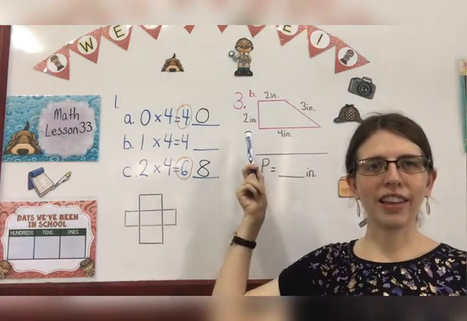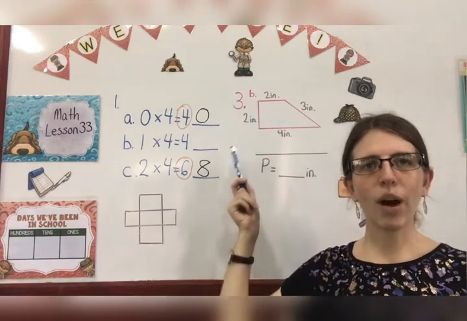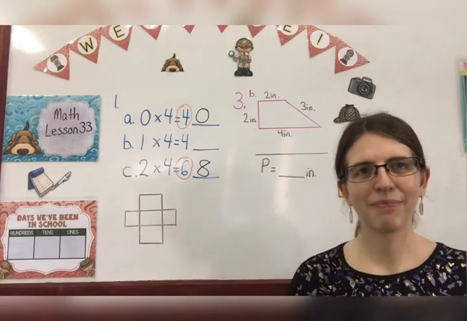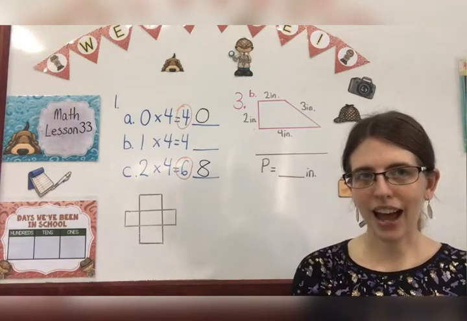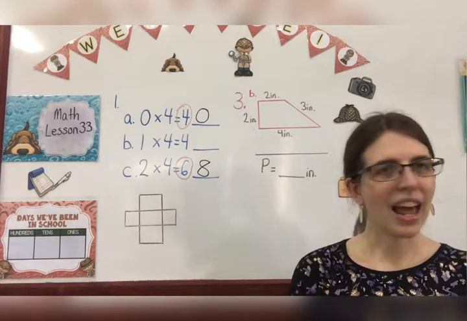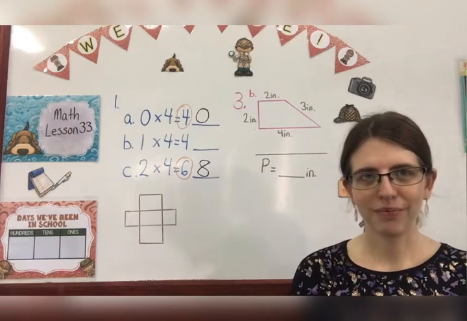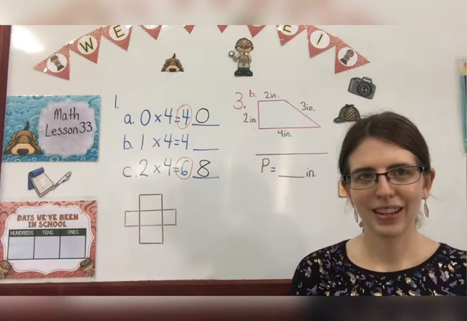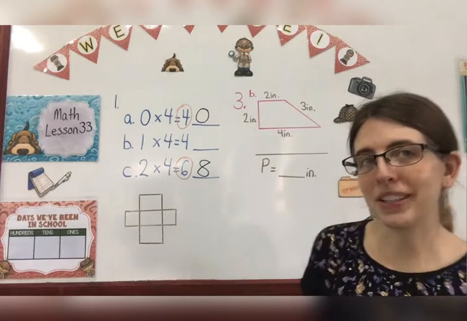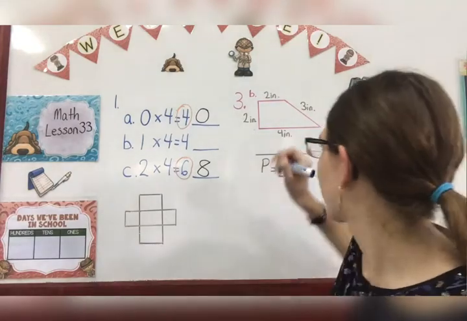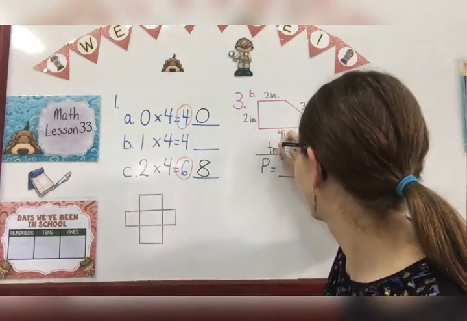So for number 3, letter B, what type of shape is this? It has 4 sides, but none of them are parallel to each other. That's right, it's a trapezoid. So I'm going to write trapezoid in the blank.